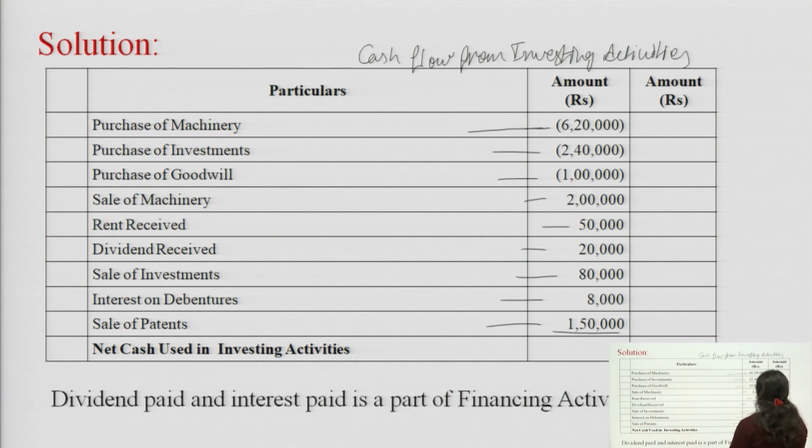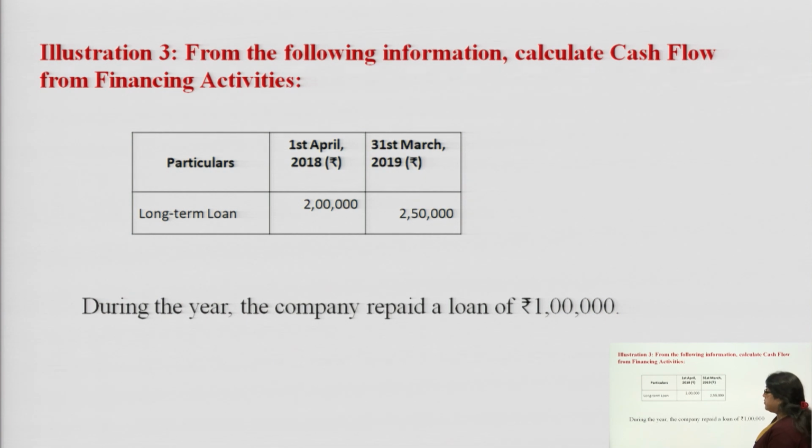Now, we will add it, and it will be a minus amount, known as the net cash used in the investing activities. It means rather than more inflow, there was more outflow. Moving to the next question.